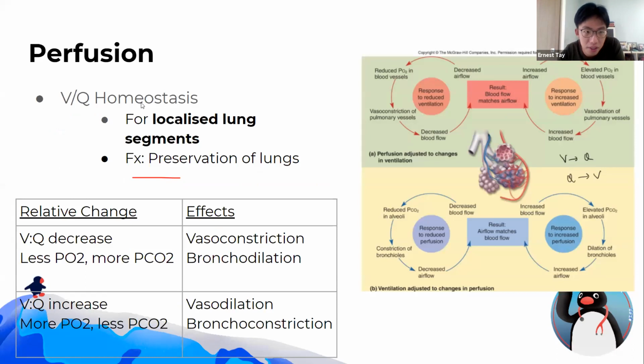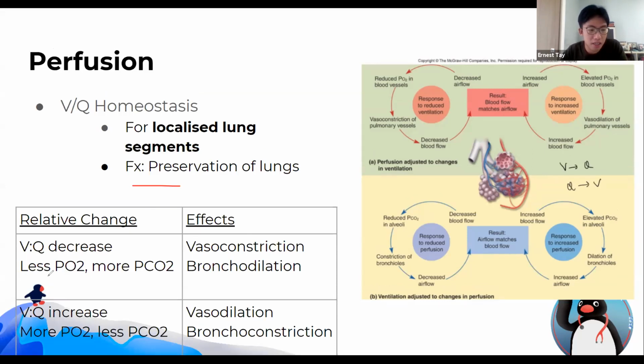So for perfusion, there is this thing called VQ homeostasis as well. In very simple terms, it's basically a way for your body to control how much blood and air goes to each part of the lungs. Okay, so what you really need to know is that, for example, let's say I have an obstruction, right, and then my V decreases in a certain part of the lung. So for example, my pneumonia and my asthma.